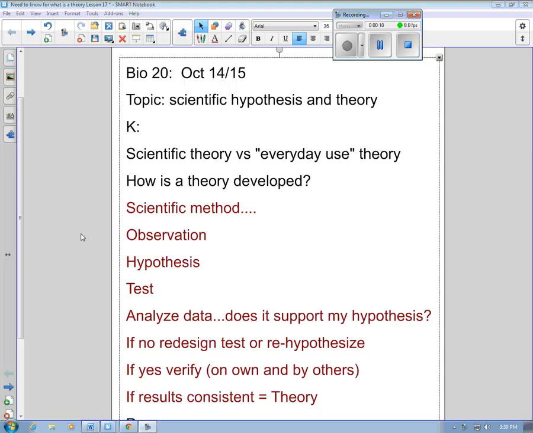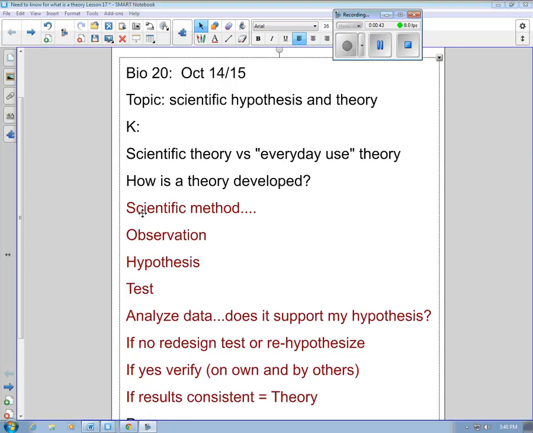Today we're talking a little bit about scientific hypothesis and theory. One of the things to remember is that the word theory is used very differently in science than in everyday use. Sometimes we'll use theory in conversation, and it usually means nothing more than a hypothesis, actually. So we're going to do a little bit of work with that. And then the other thing is an understanding of how a theory develops.